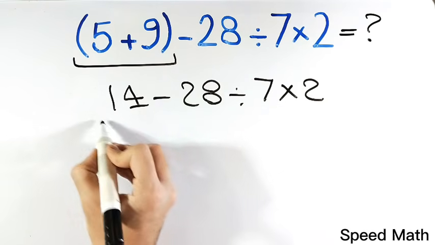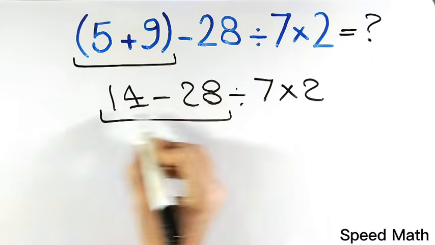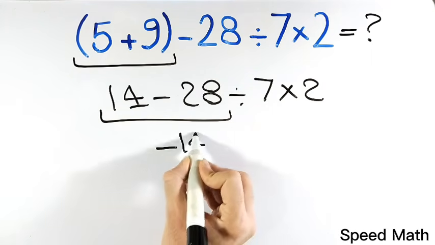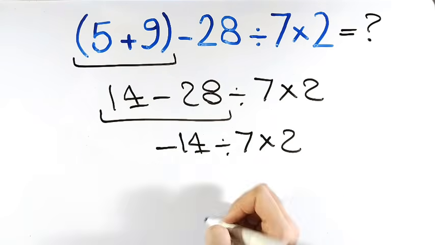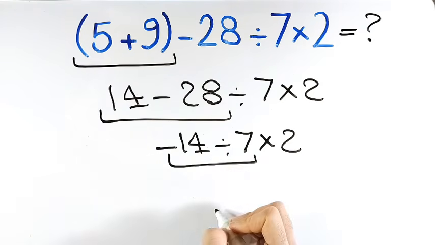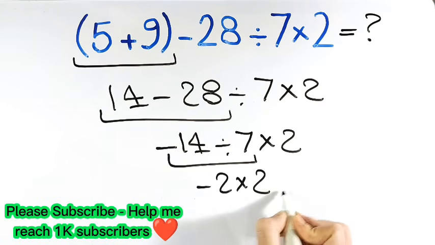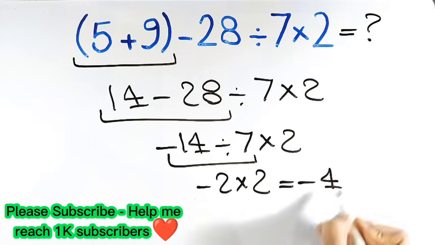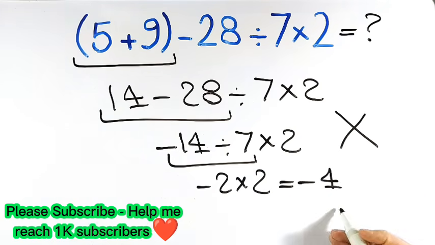And the next step, they go for the subtraction between 14 and 28 and write this expression as negative 14 divided by 7, then times 2. Next, they go for the division between negative 14 and 7 and write this expression as negative 2 multiplied by 2, which finally gives them the answer negative 4. However, this answer is absolutely wrong.